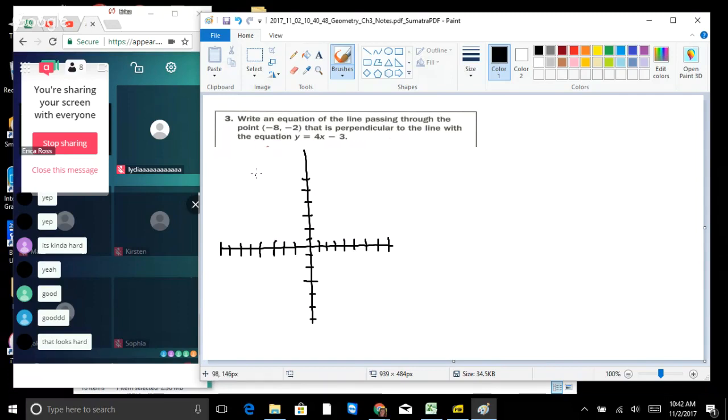Okay, so we know, first of all, that we have this line y equals 4x minus 3. So let's go orange for this one. All right, y equals 4x minus 3. Let's talk about that equation. We know that the slope is 4, all right? Or we could say the slope is 4/1. Okay, and we know that the y-intercept, the b, is at -3.